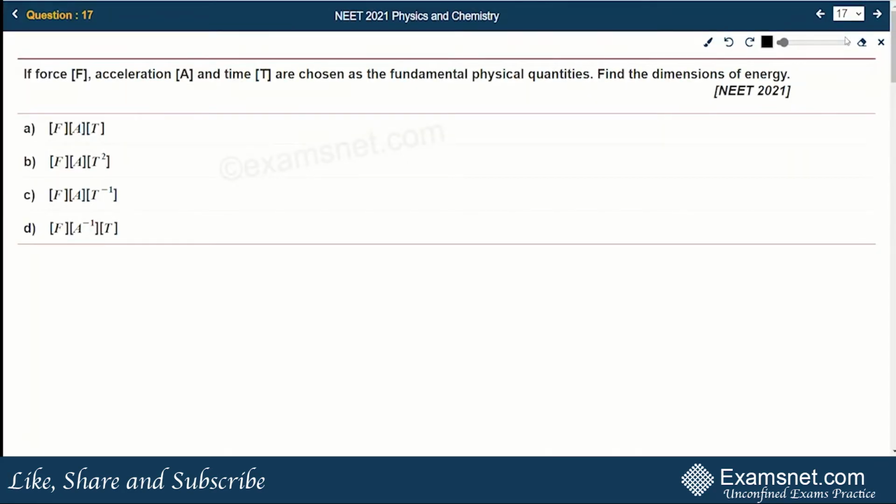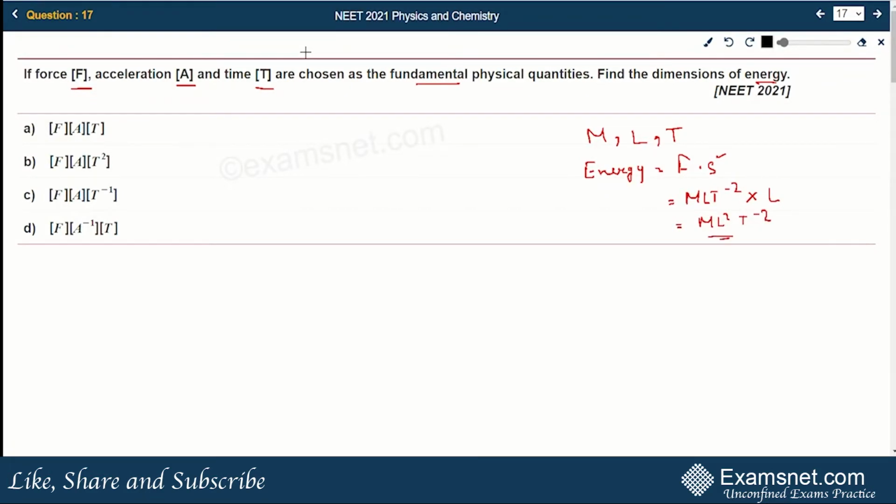Question number 17 is from the chapter Units and Dimensions, and it says if force F, acceleration A and time T are chosen as the fundamental physical quantities, then find the dimensions of energy. So we know that to find the dimension of anything, the most commonly used quantities are mass represented as M, distance that is represented as L, and time that is represented as T. Okay, so what will be the dimension of energy? We know that energy is equal to force into displacement, right? And the dimension of force is MLT^-2, and the dimension of distance, or displacement, is L. So the dimension for energy will be ML^2T^-2.